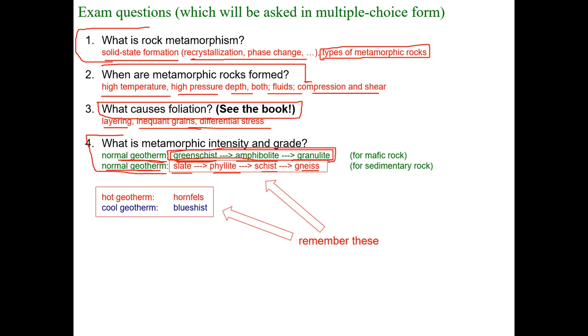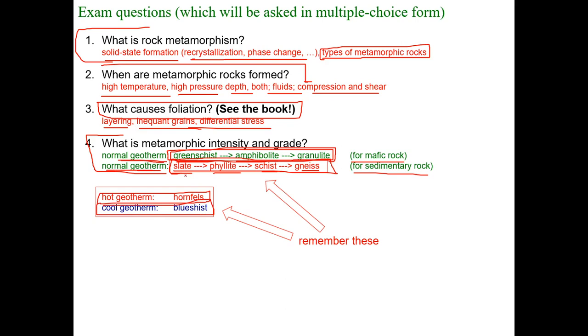So this would be the normal progression of metamorphic rocks for a basalt, for a mafic rock. This would be the normal progression for the different kinds of rocks you'd find under a normal geotherm for a sedimentary rock in which burial regional metamorphism is occurring, or mountain belt metamorphism. A hot geotherm that's low pressure and high temperature is going to give you a hornfels. A cool geotherm is going to give you a blue schist. Cool geotherm means high pressure but relatively low temperature.